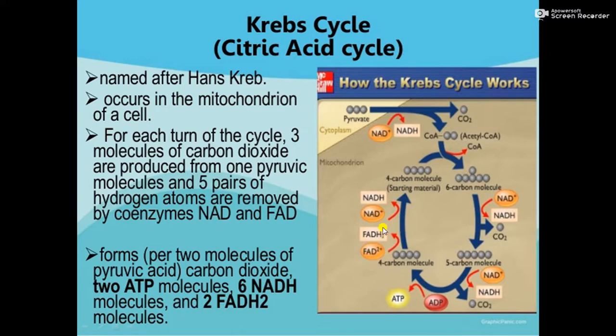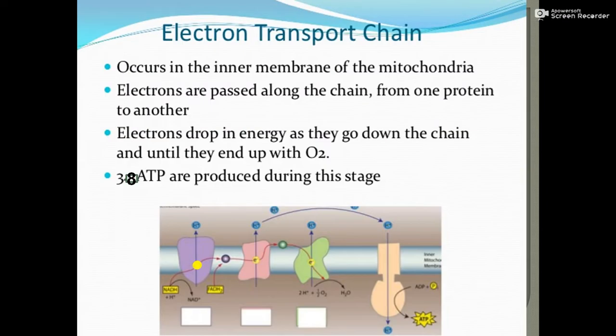Here it is changing to hydrogen ions, and from 2 molecules of pyruvic acid we can have 4 carbon dioxide, 2 ATP molecules, 6 NADH molecules and 2 FADH2 molecules. Next, the most important part, the electron transport chain.